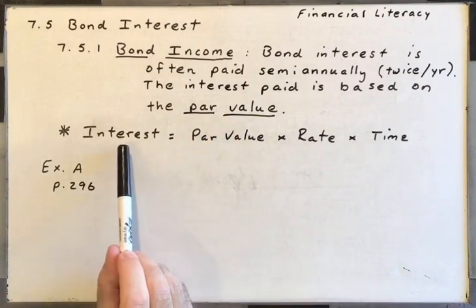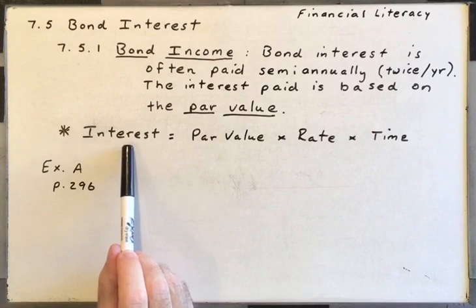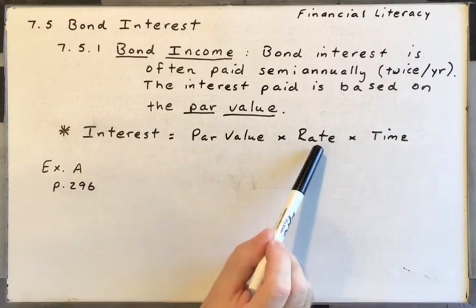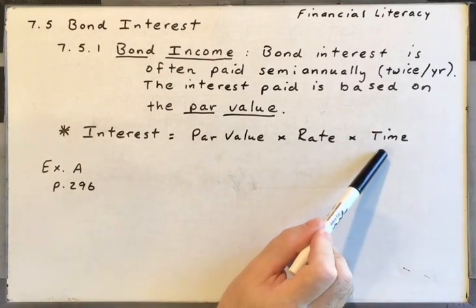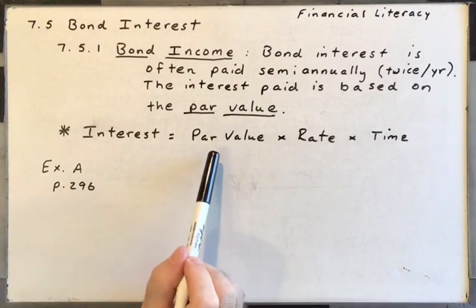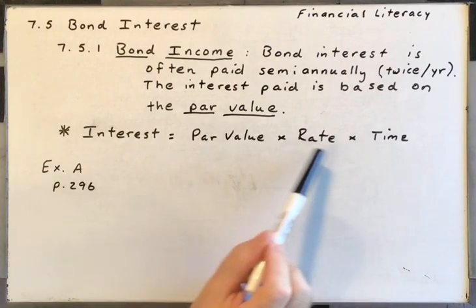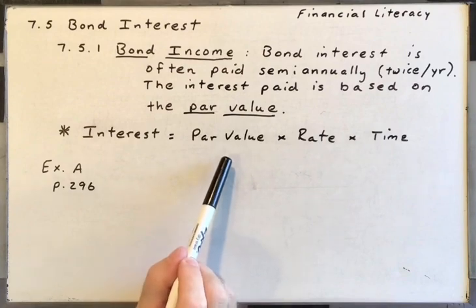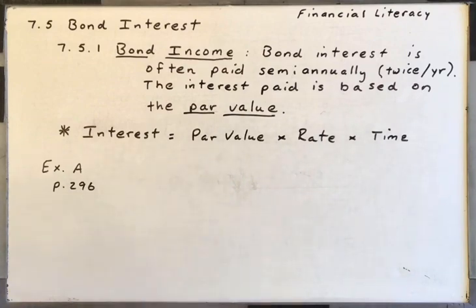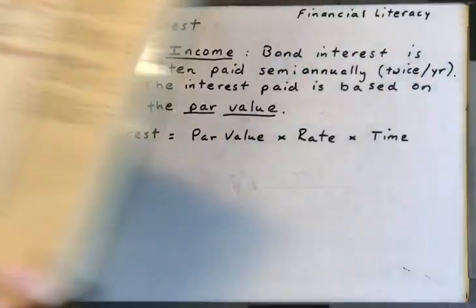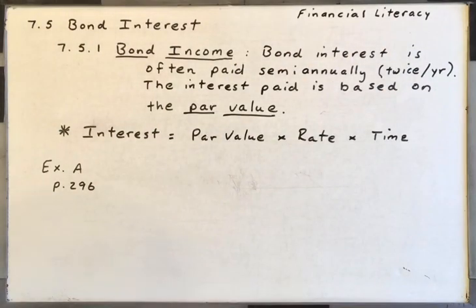And then the formula you're going to use is interest is equal to the par value times the rate times the time. Okay, so really it's another PRT kind of situation. Instead of principal, it's par value. All right, let's look at example A on page 2. Oh, sorry about that. Go ahead and pause the video so you can write that down.